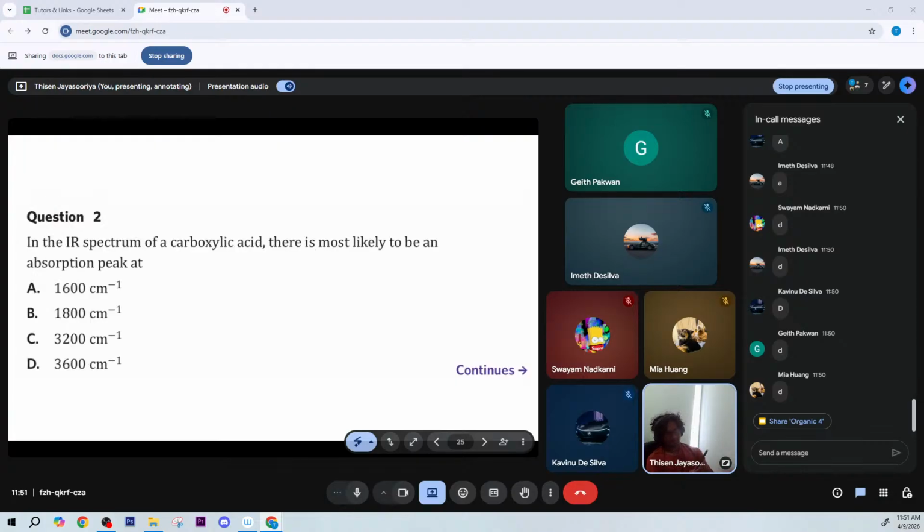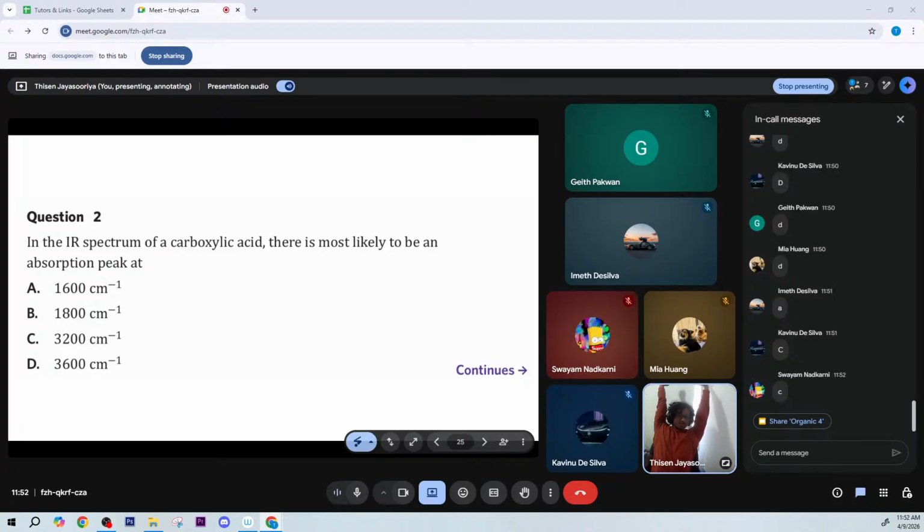So here, in the IR spectrum of a carboxylic acid, there's most likely to be an absorption peak at, what do you guys think? A, B, C, or D? So one person saying A, one person saying C. What about everyone else? What are you calling?